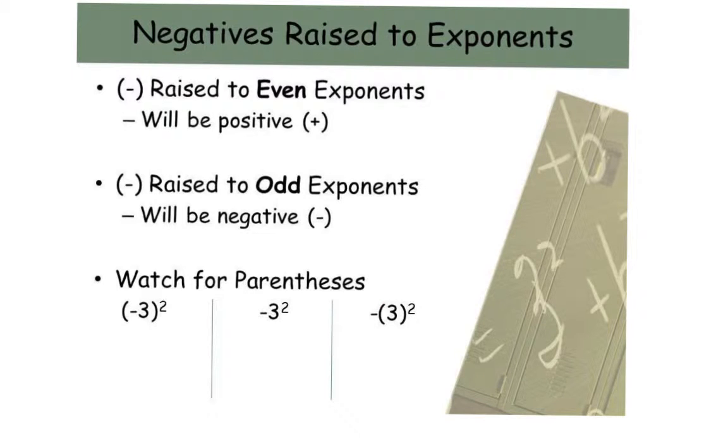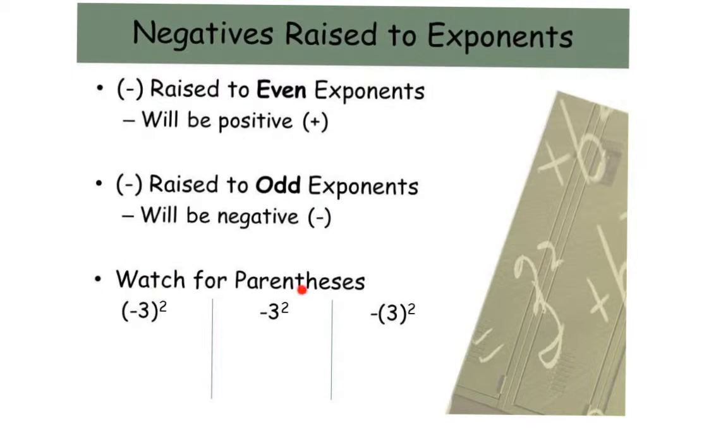Now, when we have negative numbers being raised to exponents, you need to be careful. If the negative number is being raised to an even exponent, so the 2nd power, squared, 4th power, 6th power, your answer will always be positive. Now, if you are raising a number to an odd exponent, so 3, 5, 7, and so on, your answer is always going to be negative.